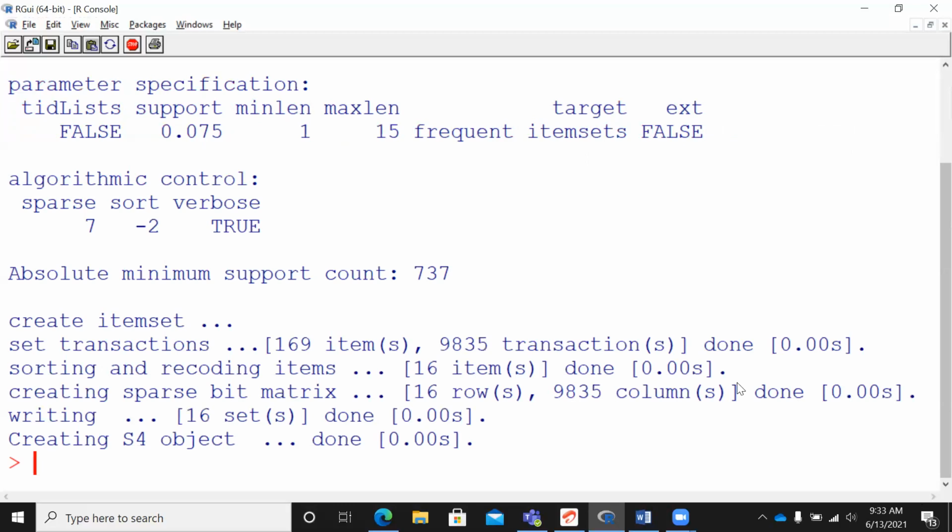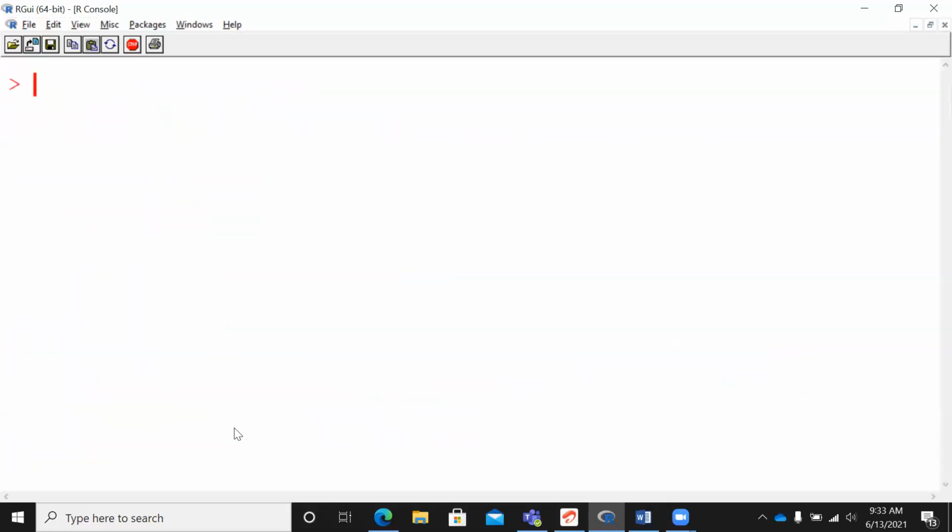So the code has run successfully, and you can see here it says it is writing 16 rules. So the eclat function has created 16 rules, and it will be storing these 16 rules in an object called frequent item sets. Now, let me just clear the screen and inspect the rules of the eclat function. So I can just use the inspect command and pass this particular object, which is known as frequent items.